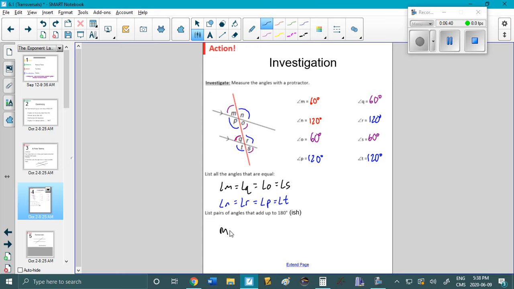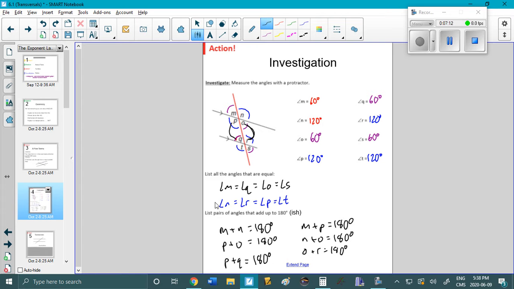So I'm going to say M plus N equals 180 degrees. P plus O equals 180 degrees. M plus P equals 180 degrees. N plus O, oh my goodness, this could go on forever. I think that's good for now. Let's also say that O plus R equals 180 degrees. And similarly, P plus Q equals 180 degrees. Again, don't worry, I haven't taught you the ins and outs yet. I'm going to do that now.